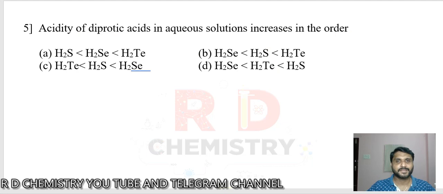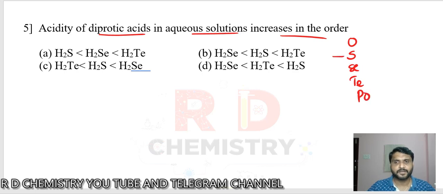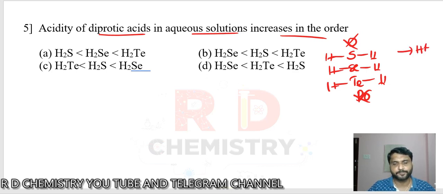Question number 5. The acidity of diprotic acids in aqueous solution increases in the order. Now, these belong to the oxygen family: oxygen, sulfur, selenium, tellurium, and polonium. So they are given H2S, then H2Se, then H2Te. Polonium is not there, oxygen is not there. Acidity means they should give H plus ions easily in the solution. So the bond should break.